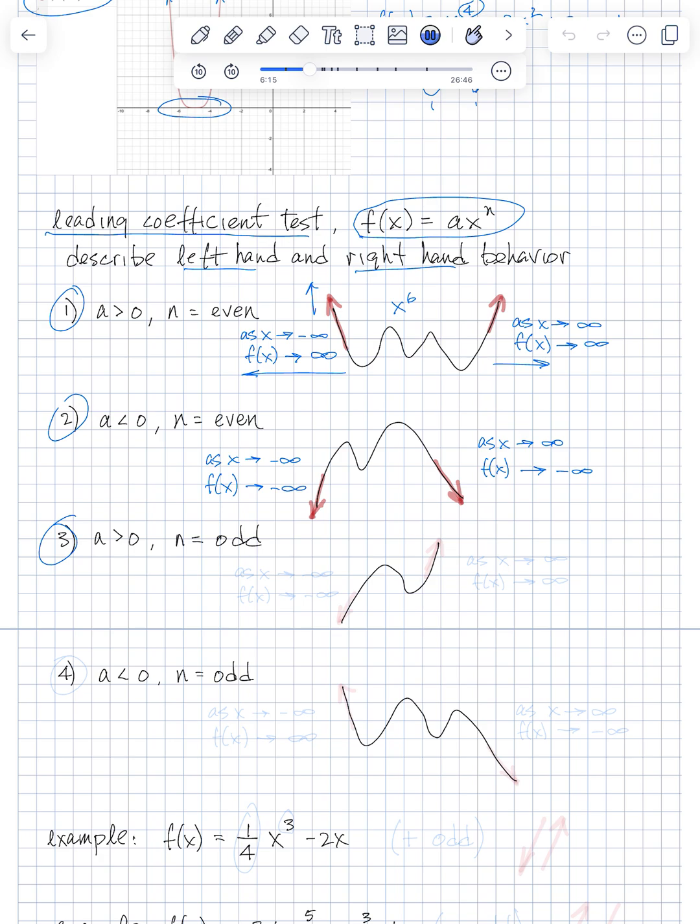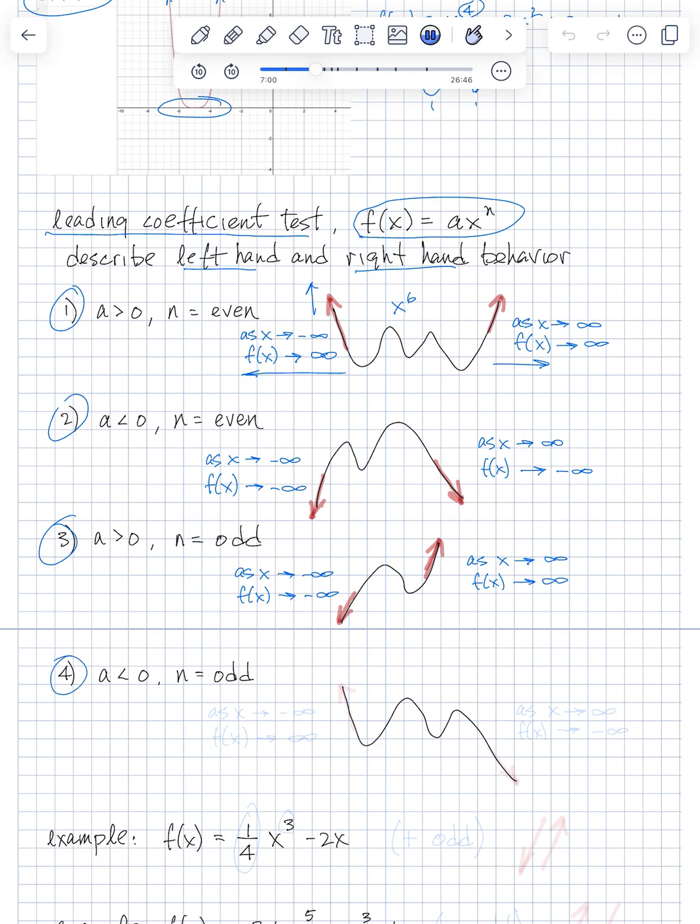A is greater than 0, and n is odd. So we see what's going on. It's going up on the right-hand side, and it's going down on the left-hand side. So to describe that, we say as x goes to negative infinity, f of x also goes to negative infinity. On the right-hand side, as x goes to infinity, f of x goes to infinity.